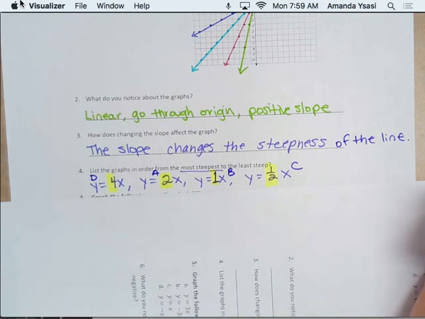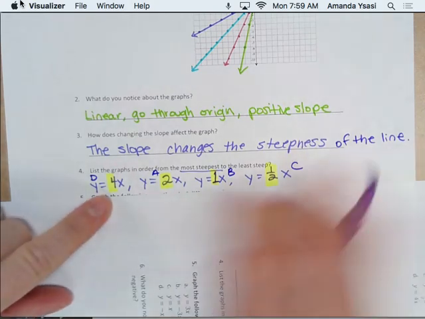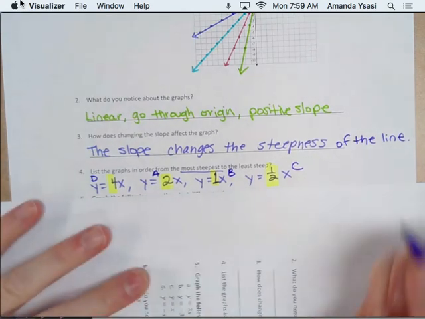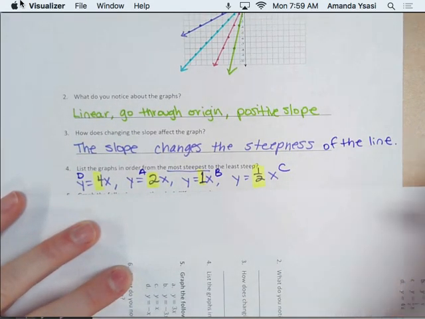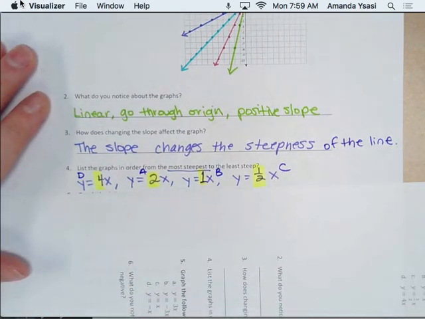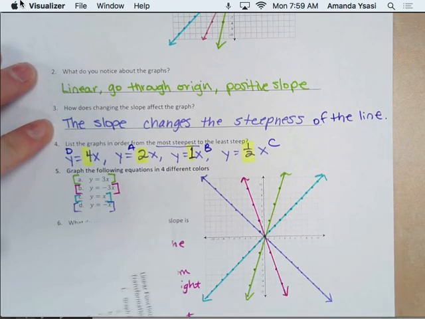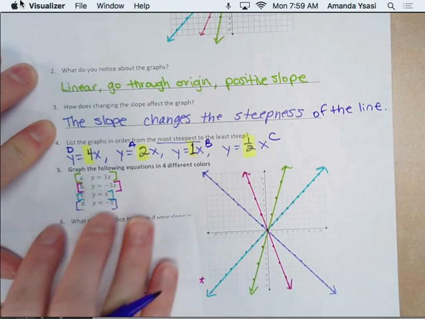And we'll ignore negatives at this point. We're not going to think about negatives at all. We're only thinking about steepness. So a -5 would be steeper than these two. We're only looking at the number. Okay, let's go on to number 5. Graph the following equations in different colors. Okay, so I graphed them.